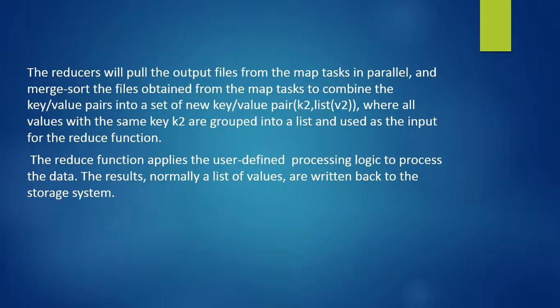The reducers will pull the output files from map tasks in parallel and merge sort these files to combine the key value pairs into a set of new key value pairs, K2 and list V2, where list V2 is a list of values, where all values with the same key K2 are grouped into a list and used as the input for the reduce function. The reduce function applies the user-defined processing to process the data. The results, normally a list of values, are written back to the storage system.